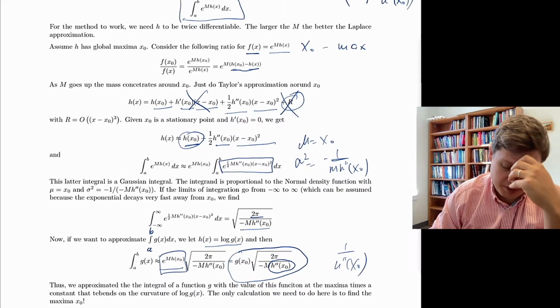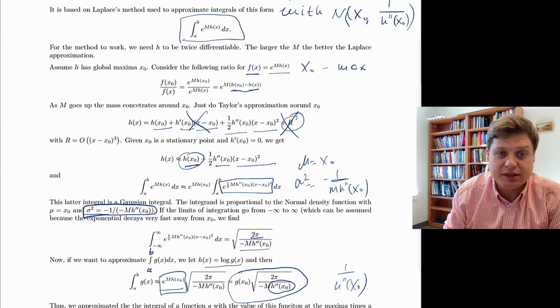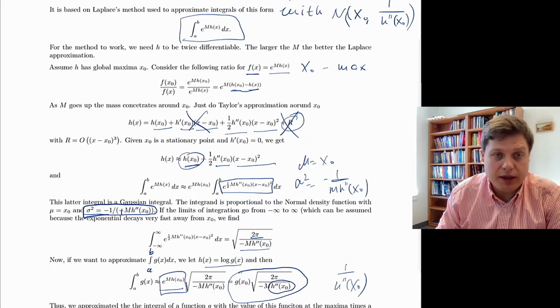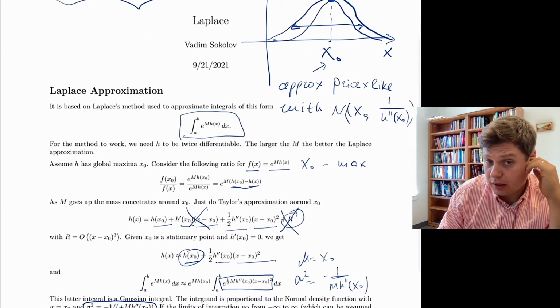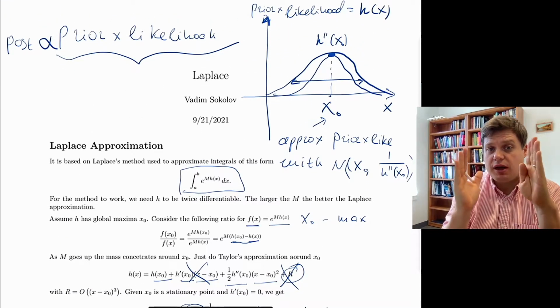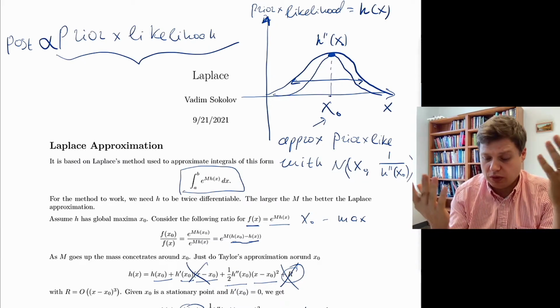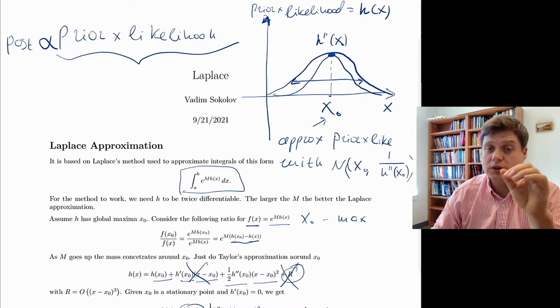And another note on m here. You see that the resulting approximation will have this type of variance, minus, actually that should be plus here, -1 over m h prime prime x0, and the larger the m, the smaller the variance, which means that this function becomes more and more concentrated around x0, and then the larger the m, the better the approximation works. We know that because we want this mass to be as close as possible to the center, or to the mode, compared to the tails.